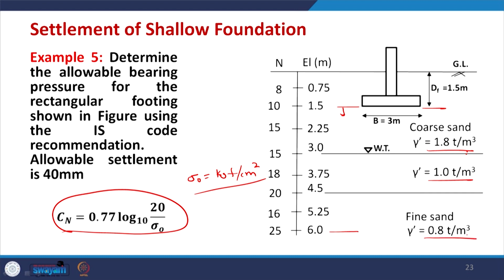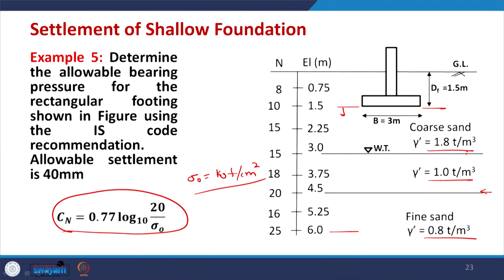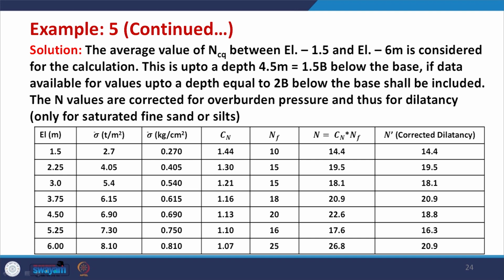The first layer is coarse sand, then you have the water table at a depth of 3 meter. Below the water table, up to 4.5 meter, you have continuous coarse sand. So, that means the correction due to dilatancy needs to be applied starting after 4.5 meter, not above that. And this is all the tabulation given here. This column is ton per meter square, gamma into h, and if you divide by 10, then you simply get kilogram force per centimeter square. So, this is the value, and the third column is C_n, which is calculated from the equation which we have just discussed.